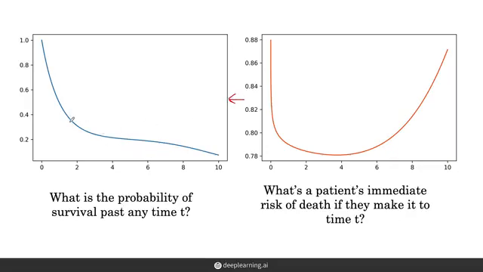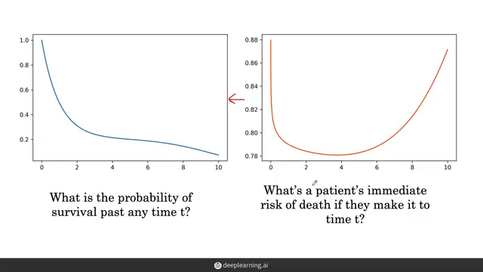And so this is the survival curve that corresponds to this hazard curve. And we see that the survival curve helps us answer the question, what is the probability of survival past any time t easily? For example, if we wanted to know the probability of survival past time 4, then we could read off the graph that it's a little higher than 0.2.